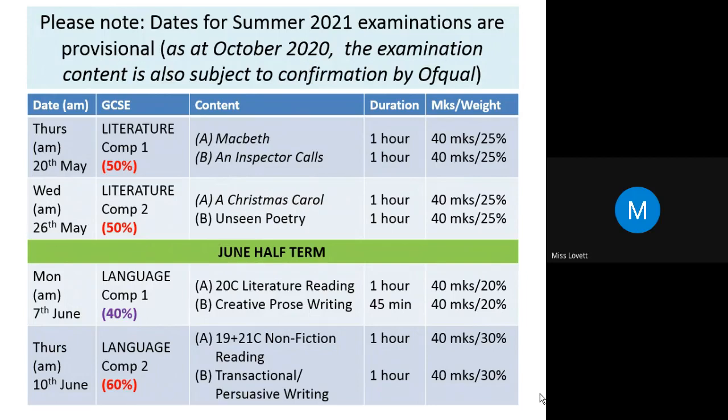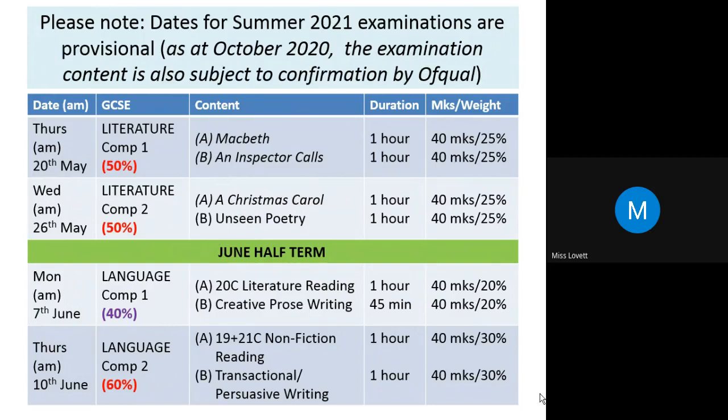So for Christ the King students, and for all other students in the country actually, the Shakespeare and post-1914 prose, Macbeth and An Inspector Calls, is a compulsory examination. And they will sit that on the 20th of May. And then the second examination, they have an option. As I've said, we are not going to teach the anthology poetry. We're going to focus on A Christmas Carol, which they have already studied, and also Unseen Poetry, which they have studied to some extent, and we will be recapping that with them.